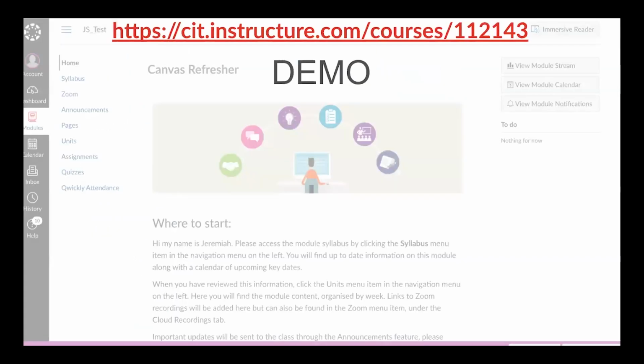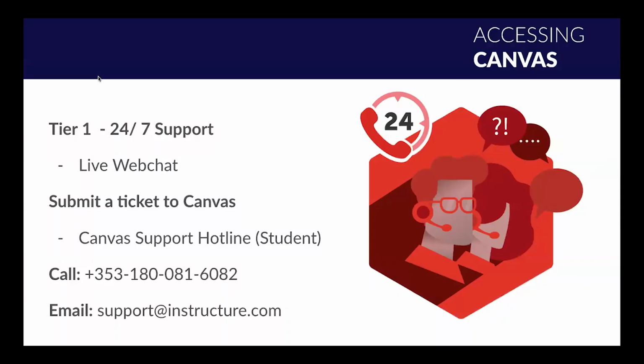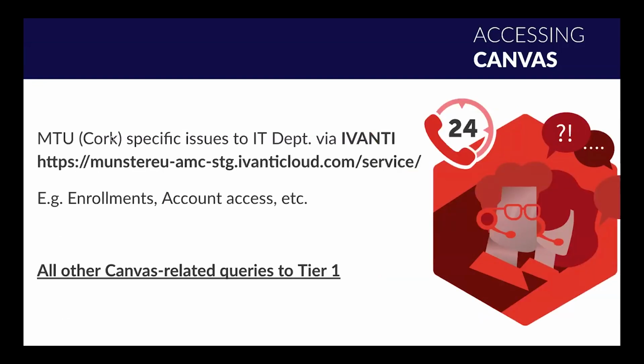I'm mindful that we're running over time, so I'm going to jump back to my slides to signpost a few other supports to you really quickly. As I mentioned, that tier 1 level support is 24/7. So anytime out of hours, you can use that live web chat. You can also call them if that's easier for you. There's a phone number there, and there is an email support contact address as well, which you can use.